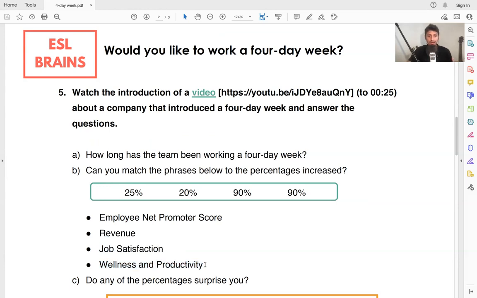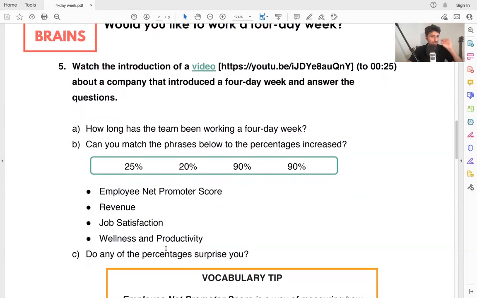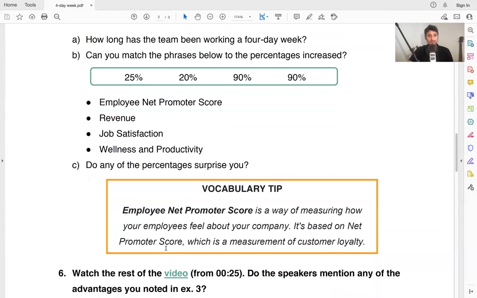So we'll match the percentages with the phrases. We have 25%, 20%, 90%, and 90%. Each one of these percentages matches one of the terms that I mentioned: the employee net promoter score, the revenue, job satisfaction, wellness, and productivity. So watch the video and match those. Okay, now the next one.